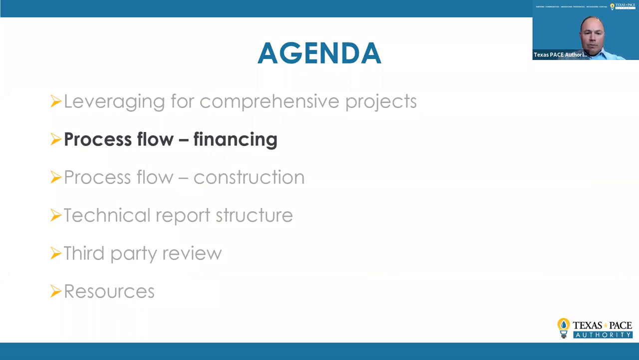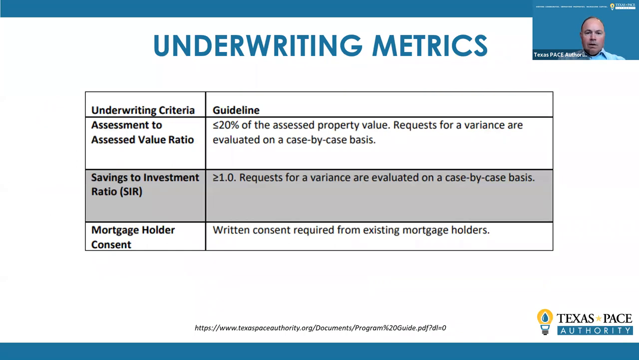So let's look at the process flow on the financing side. Another key criteria for eligibility under PACE, we have underwriting metrics. And so working through these kind of from top to bottom, the assessment to the assessed value ratio currently in our guideline has to be less than 20%. So you don't want to have an 80% assessment based on the value. You want to have plenty of headroom there. This is actually in the process of being updated to 25%. And we look there from the assessed value of the property as the improved value or stabilized value after the project is completed. So that is a key criteria to keep in mind.